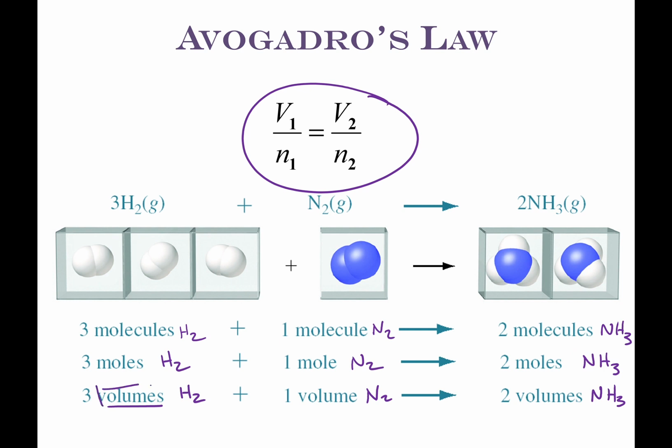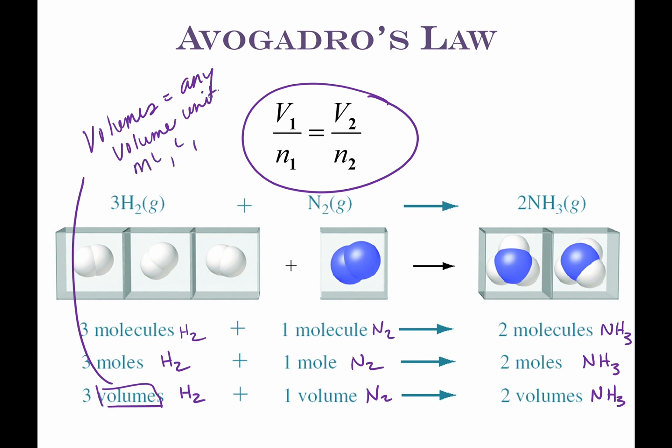Now, volumes is just a unit. So volumes means any volume unit, as long as they're all the same. So milliliters, liters, anything like that we use, these could all be milliliters. They could all be liters, as long as they're all the same, any volume unit. So what this is going to allow us to do is to convert between volumes of a gas. And I'm going to show you a long way and a short way to do this, just so that you can see that these coefficients are volume coefficients as well when we're talking about gases.